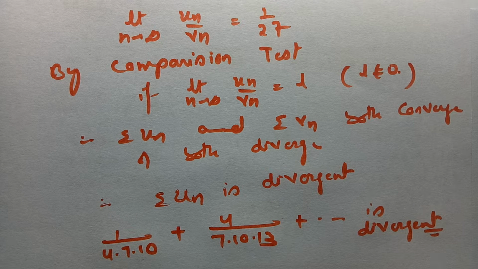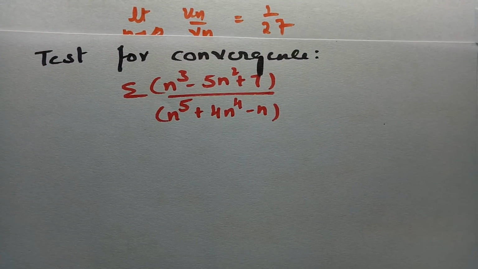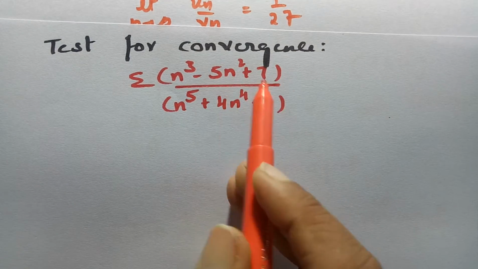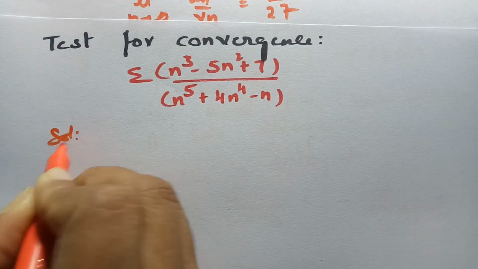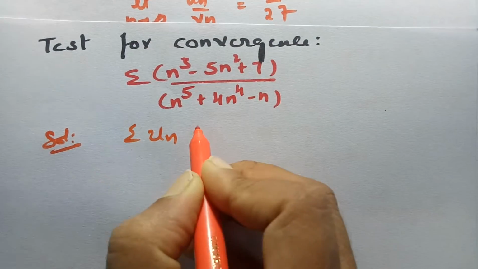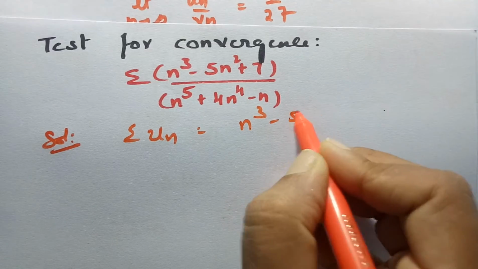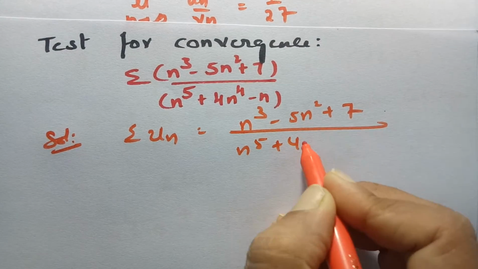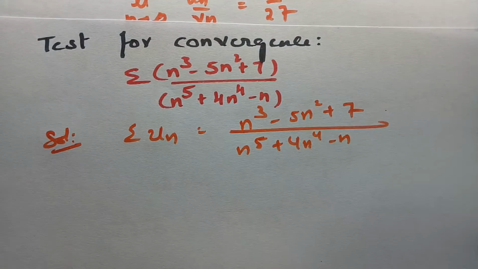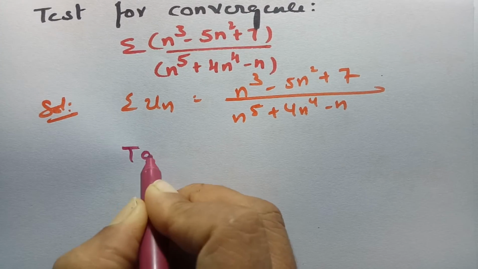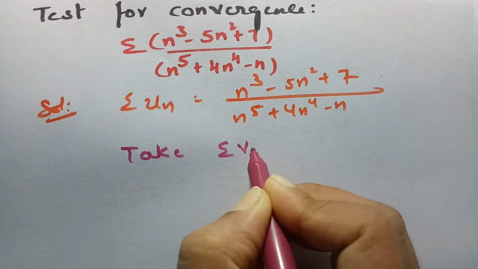So the next problem for testing of the convergence is sigma n cube by 5n square. The nth term is given, so the question is ready here. So sigma u_n is equal to n cube minus 5n square plus 7 by n power 5 plus 4n power 4 minus n. And for checking this, we have to take v_n. So we have to select the series sigma v_n.